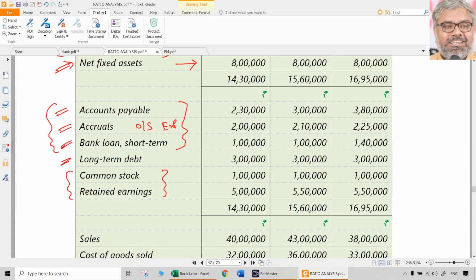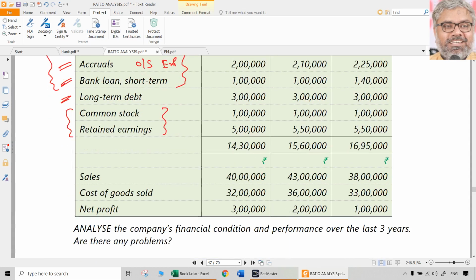Common stock and retained earnings can be taken as shareholders' funds, or that can itself be considered the net worth of the company. So this is the balance sheet given. Common stock, as I told you already in American language, means equity share capital.